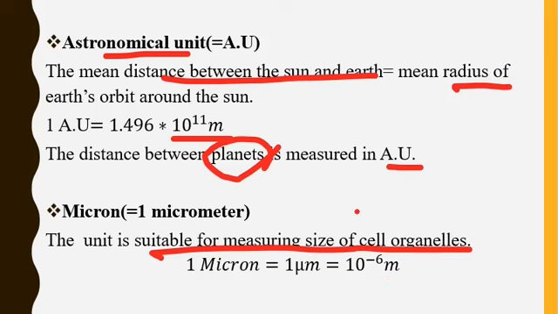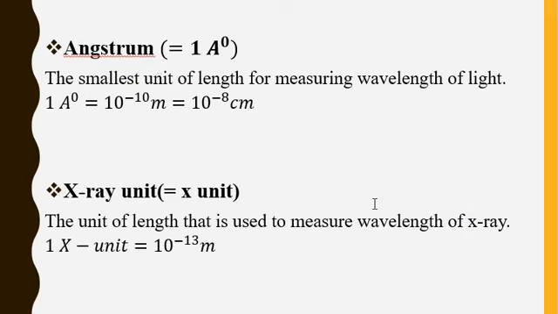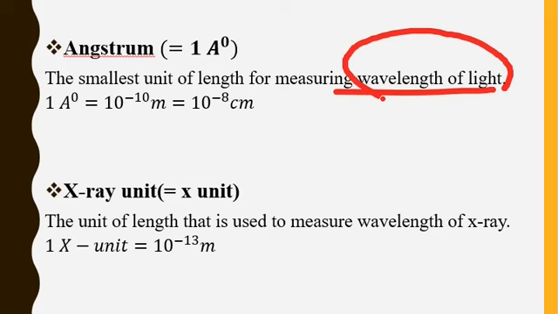Don't confuse. Okay, another unit is the angstrom. We see 1 angstrom several times, so this is a very important unit, and it is the smallest unit of length for measuring the wavelength of light, which means the wavelength of light is on the order of an angstrom. Mainly angstrom, and visible light is 4,000 angstrom to 7,000 angstrom and so on.